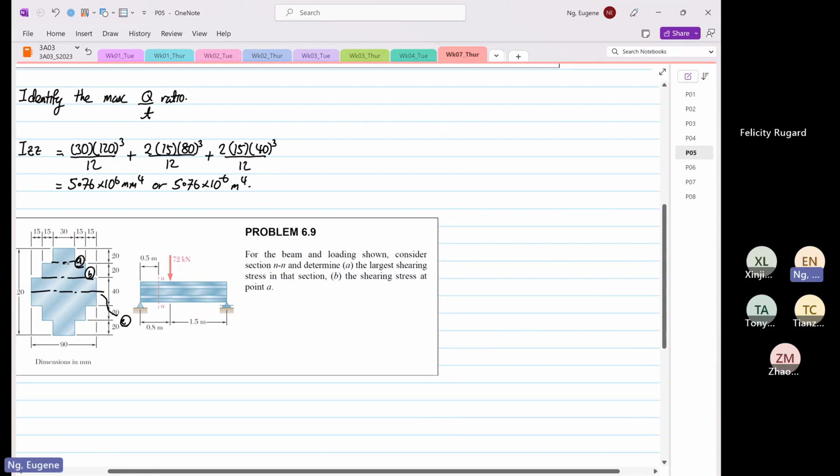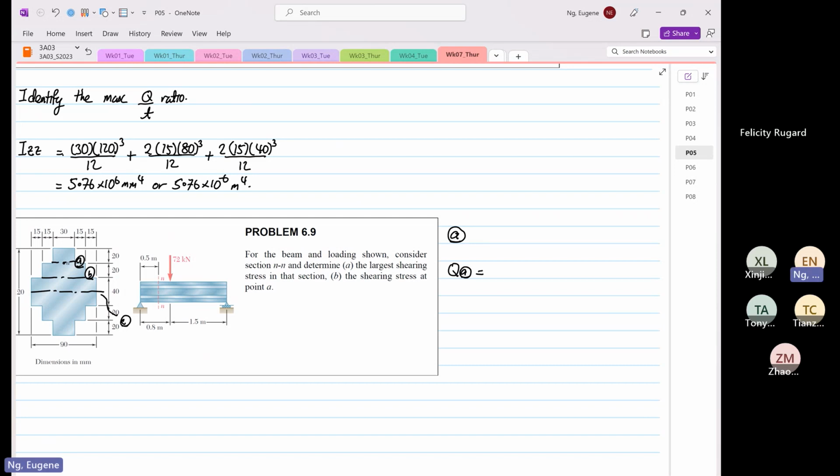So Q at point A. Let's consider point A first. The width is equal to 30, the depth is equal to 20, and the Y bar is 40 plus 20 divided by 2. So 40 plus 20 divided by 2, times 20, times 30, is equal to 30 times 10 to the power 3 millimeter cube, or 30 times 10 to the power minus 6 meter cube.